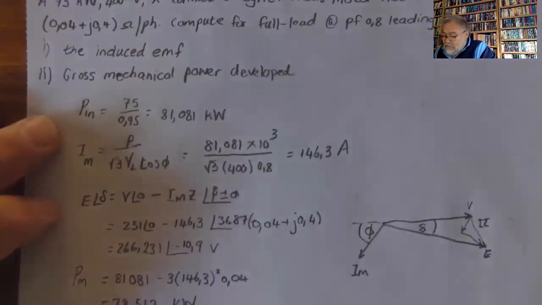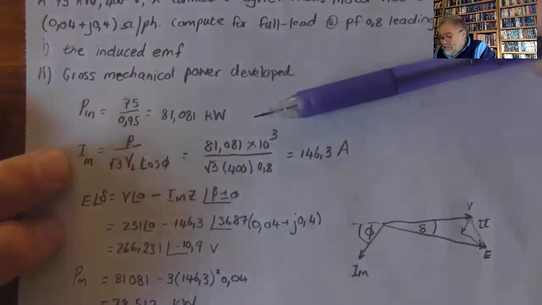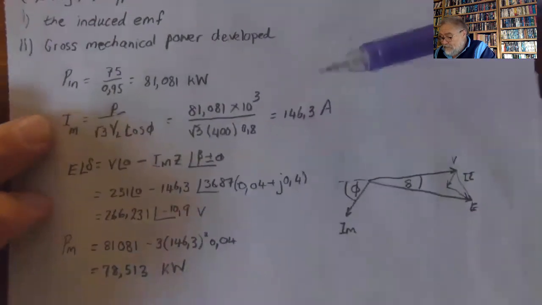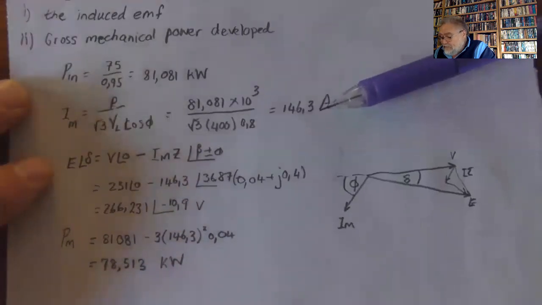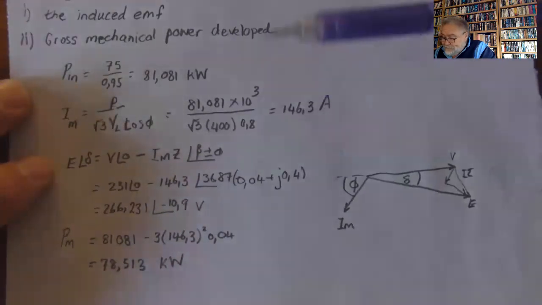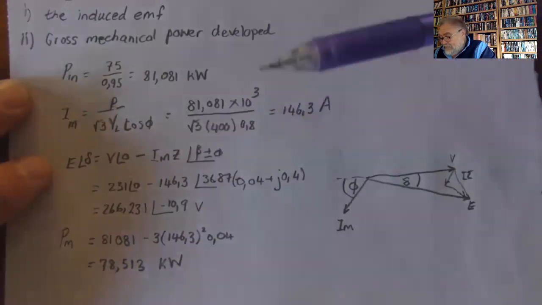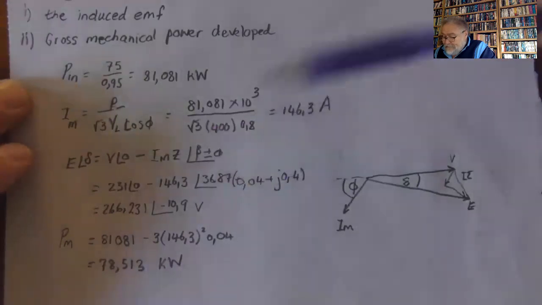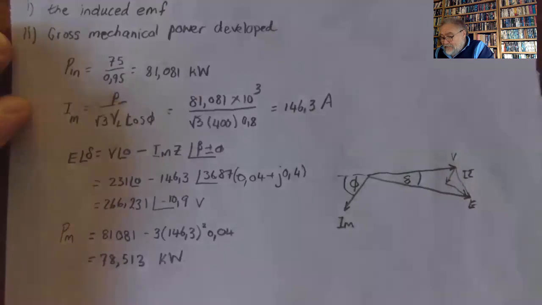So the input is the output divided by the efficiency, which gives us 81.081 kilowatt. Then the motor current will be P divided by square root 3 V line cos phi, which is 146.3. We calculate the induced EMF. It is V minus IM ZS angle beta plus or minus phi. That gives us a value of 266.231 at an angle of minus 10.9.